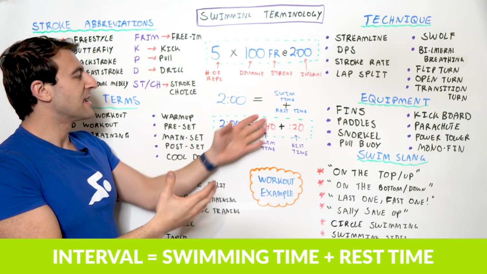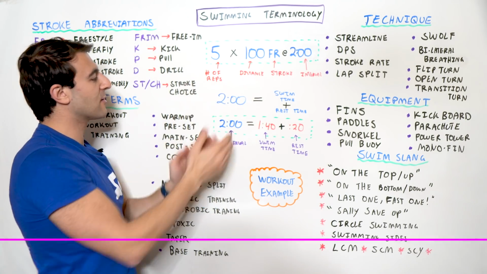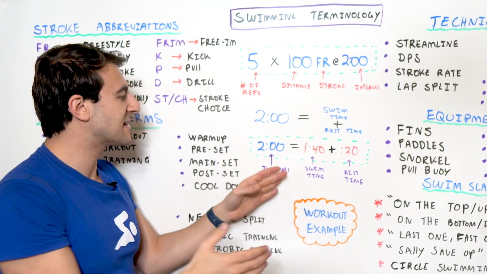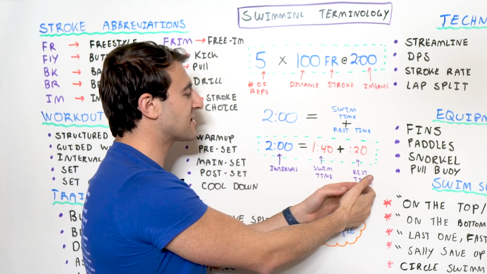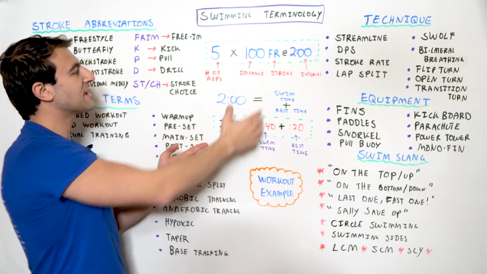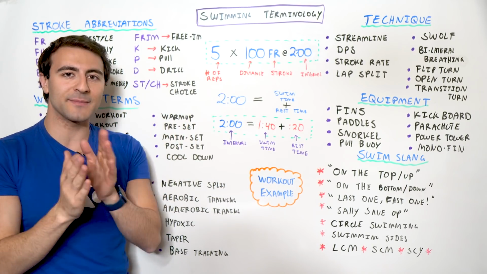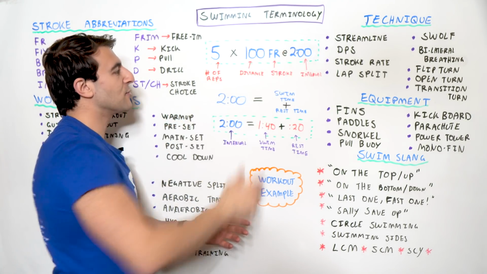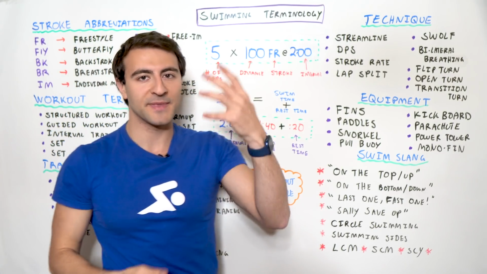The interval represents your swimming time and your rest time. So in this example, for a 2-minute interval, if you swim 1 minute and 40 seconds for that 100-meter distance, that means you have 20 seconds to rest, and your total interval is going to be the 2 minutes. In other words, this set right here should take 10 minutes to complete because you're doing 5 rounds of 100 meters at 2 minutes, and that includes your swim time and your rest time.